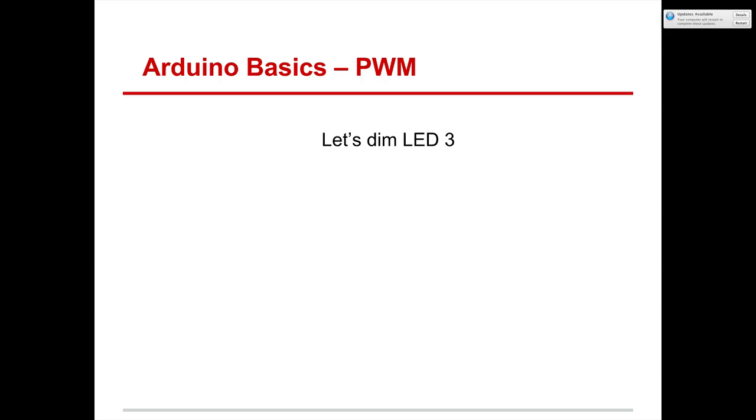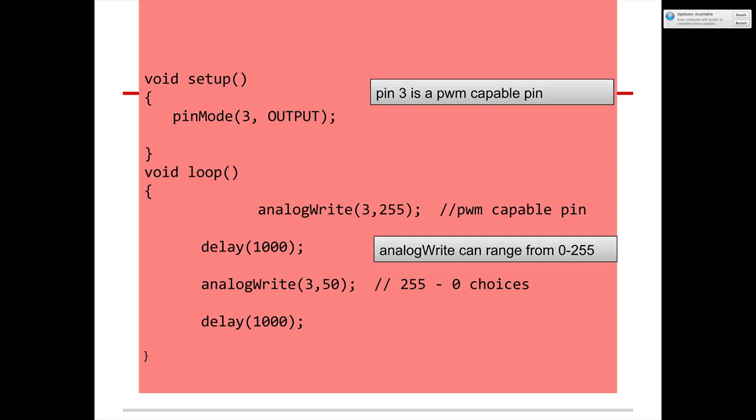Okay, so let's dim light 3. Pin 3 is a PWM capable pin. When you use PWM, you now use analogWrite. So analogWrite 3, 255 sets it to its brightest. And if you set it to 50, it could be anywhere from 255 to 0. It blinks, but it doesn't go completely off. Before, it was either on or off. Go ahead and try some different values there. Try 3 set to 255, then 3 to 100, 3 to 50, 3 to 25, and you can see a difference.